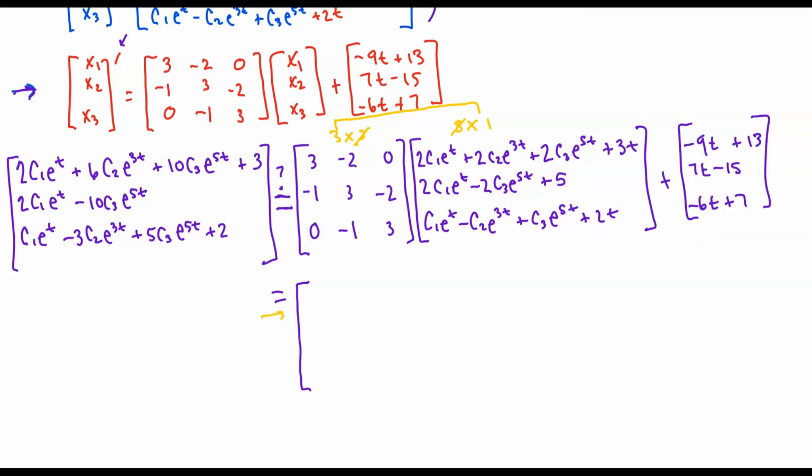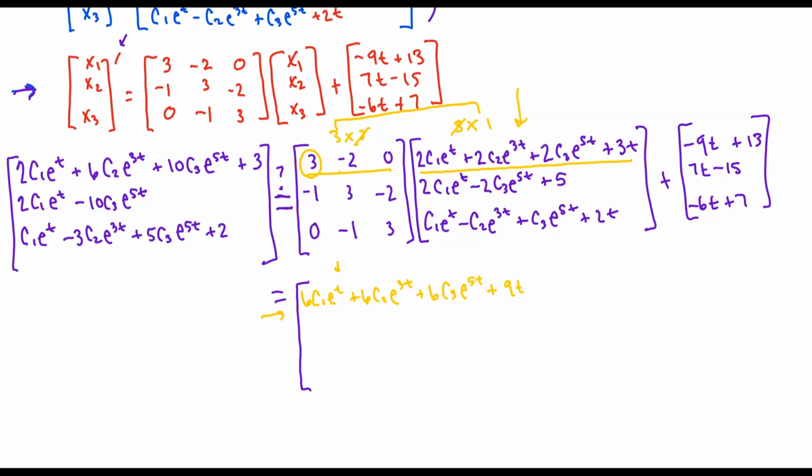So to get the entry in row 1, column 1, I'm going to take the values of row 1 of the first matrix and multiply them by column 1 of the second matrix, multiplying corresponding entries as we go. So we're going to start and multiply 3 by the first entry in column 1. So multiplying each coefficient by 3, we end up with 6c sub 1 e to the t plus 6c sub 2 e to the 3t plus 6c sub 3 e to the 5t plus 9t.